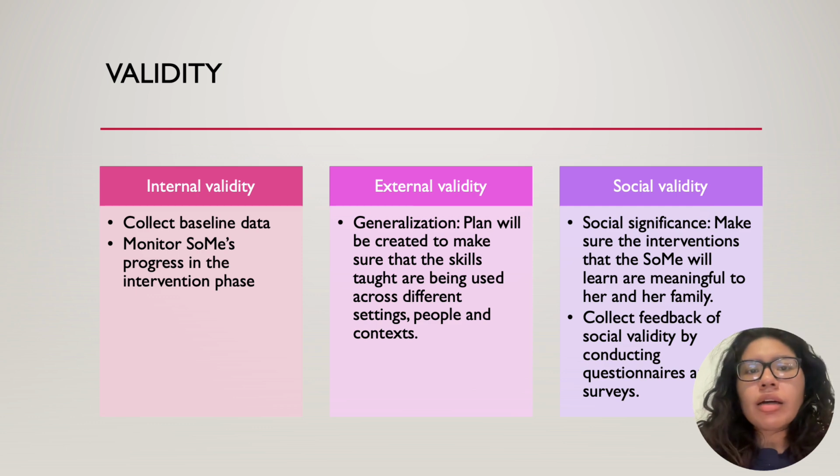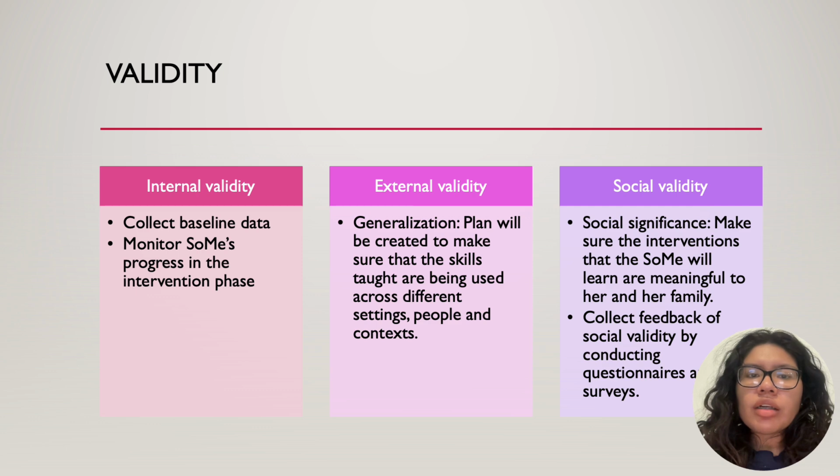So validity is how well a test or tool measures what it's supposed to measure. If something has good validity, it means that it's more accurate and meaningful. Internal validity is about how confidently we can say that the results of a study are caused by the factors we're testing and not by anything else. Best way to do this is first collect baseline data, and then we're going to monitor Somi's progress in the intervention phase. External validity is about whether the results of a study can apply beyond a specific situation, people, or conditions in which it was conducted. So we're going to use generalization.